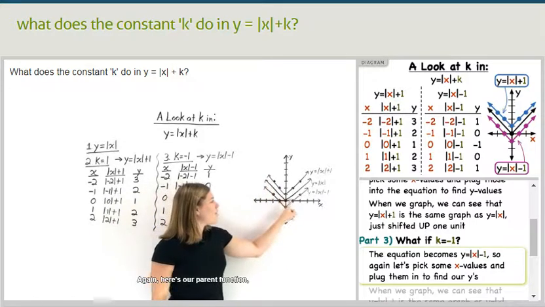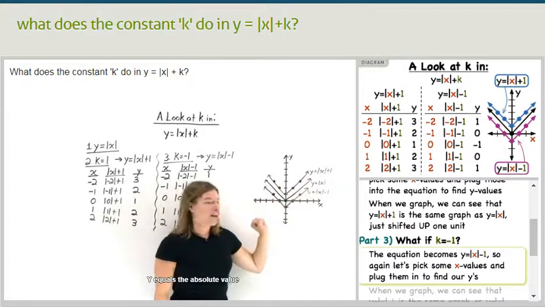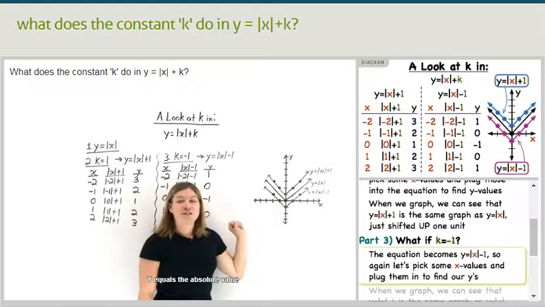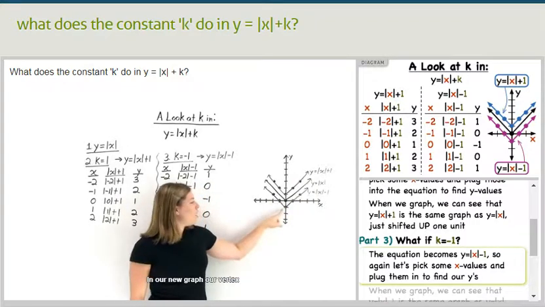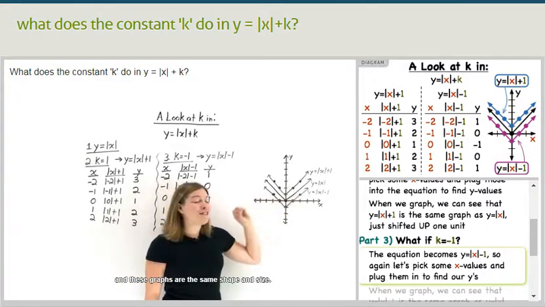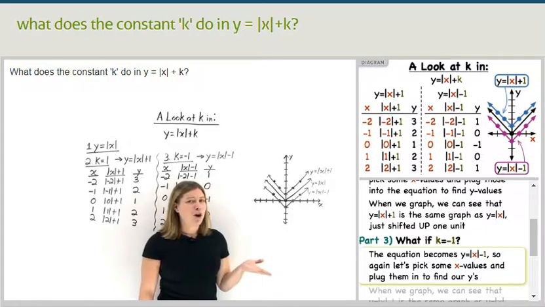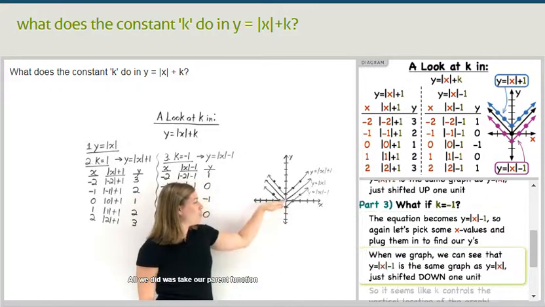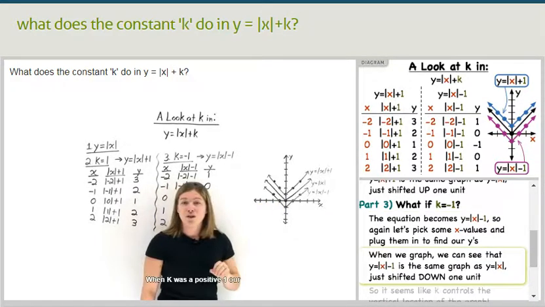Again, here's our parent function, y equals the absolute value of x. It has a vertex of 0, 0. In our new graph, our vertex is the point 0, -1. And these graphs are the same shape and size. All we did was take our parent function graph and shift it down 1 unit.